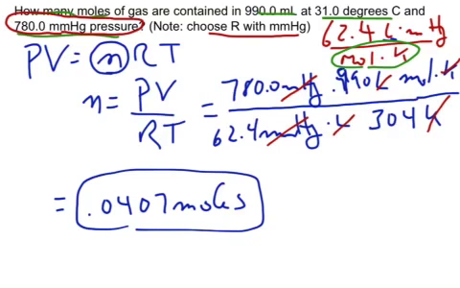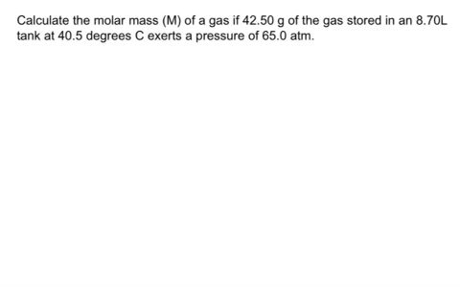Now, the next one we're going to do is a little bit different, where we have to calculate the molar mass, big M, of a gas. It's got grams in it, it's got liters in it, it's got degrees C, which we have to convert to Kelvin, and it gives us atmospheres.